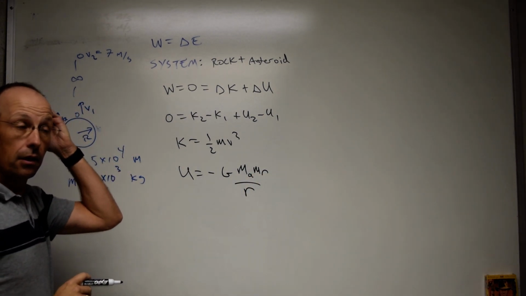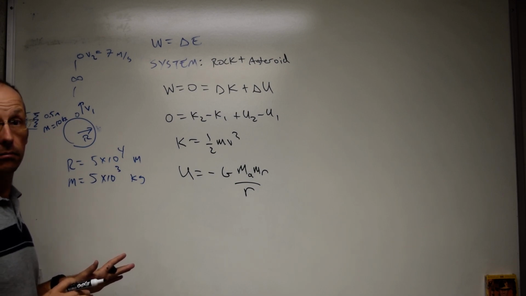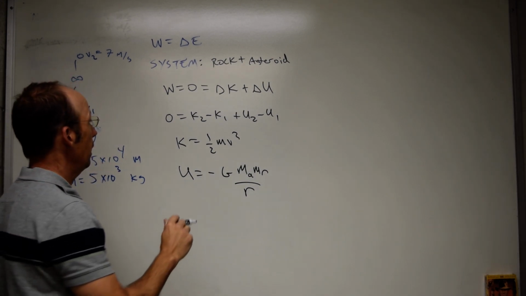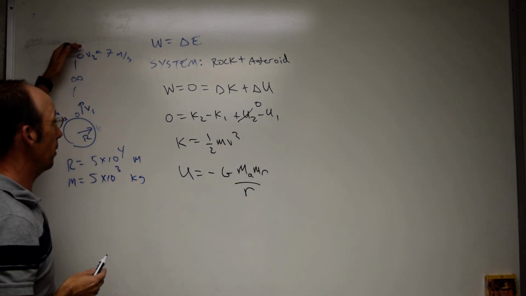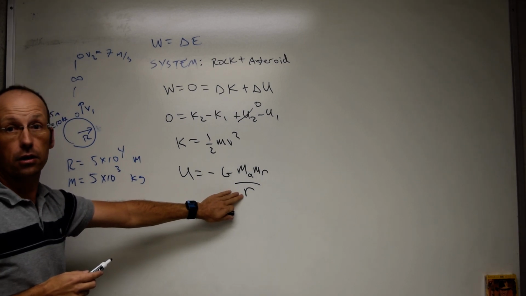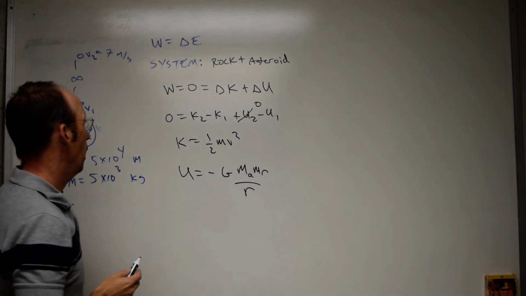Okay. So one of these terms is 0. Do you want to think which one it is? It is this one. The final potential energy is 0 because I'm going to get to a very large R. And so when R gets really large, the potential goes to 0.